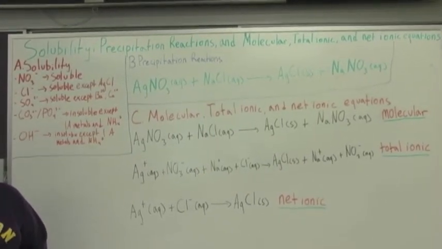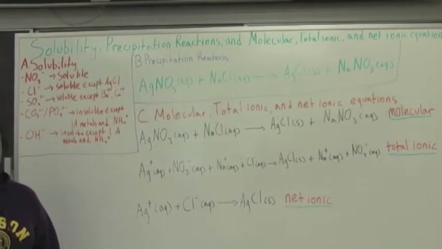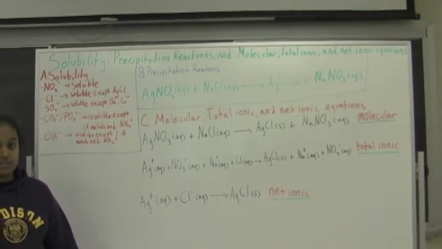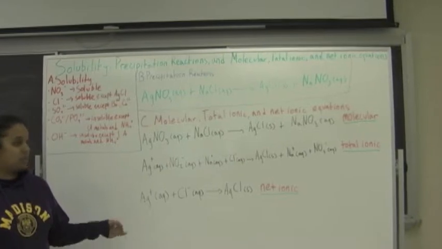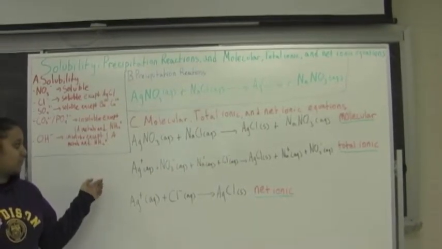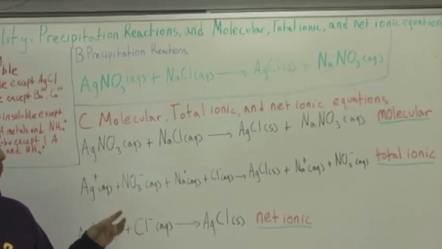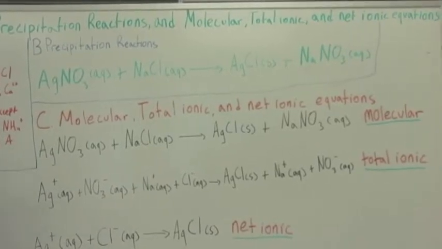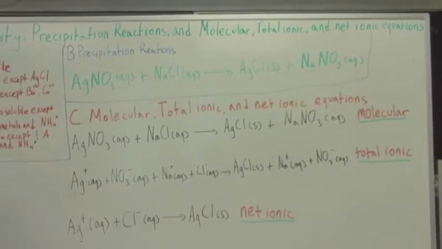Molecular, total ionic, and net ionic equations. Using the same equation that we used before, we can write out three different equations that explain what happens in the reaction. With the molecular equation, this is your basic equation where you just write silver nitrate aqueous plus sodium chloride aqueous forms silver chloride solid plus sodium nitrate aqueous. That's your whole molecular equation.